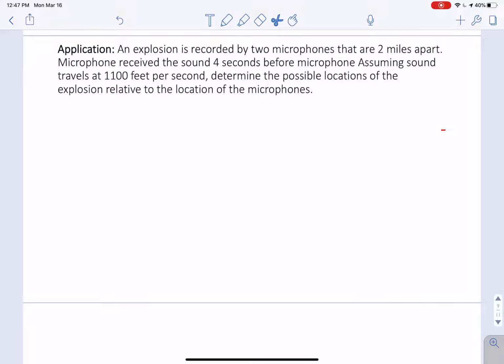Okay, so this video is going to be a quick video on an application of hyperbolas. This is following up from the algebraic hyperbola video we just did, where we looked over the definition, wrote the equation of it, and practiced some problems just algebraically. Now we're looking at some applications.